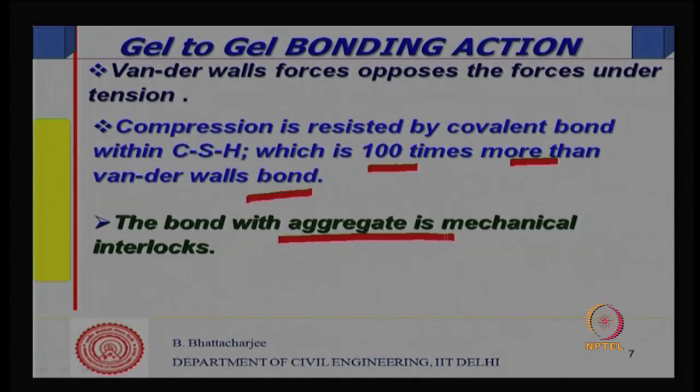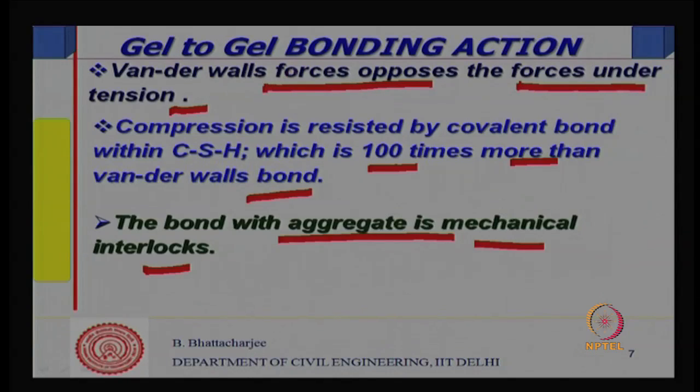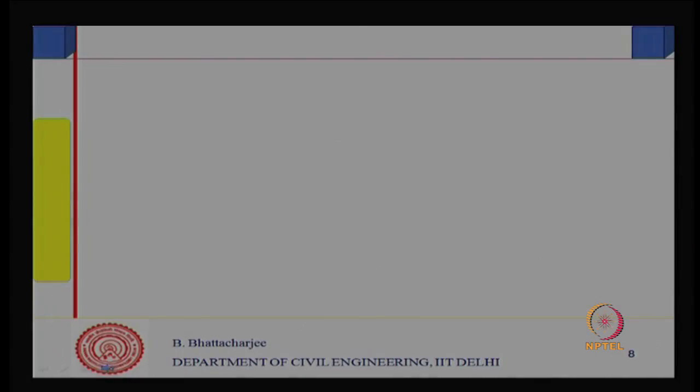Well, bond with aggregate is essentially mechanical interlocks. So, we will come to that sometime later on. Let us see. First of all, van der Waals forces, or intermolecular forces of all kinds, oppose the forces under tension. Compression is restricted by covalent bonds within CSH, and that is 100 times more than the van der Waals bond. So, therefore, they are strong in compression, not so strong in tension, and of course, when it comes to aggregate, the bond is mechanical interlocks, right.